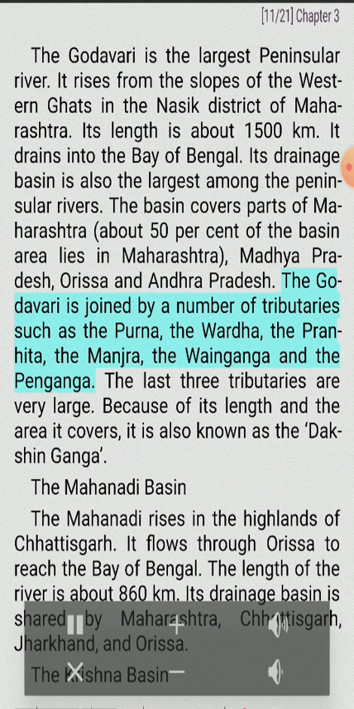The Godavari is joined by a number of tributaries such as the Purna, the Wardha, the Pranhita, the Manjra, the Wainganga and the Penganga. The last three tributaries are very large. Because of its length and the area it covers, it is also known as the Dakshin Ganga.